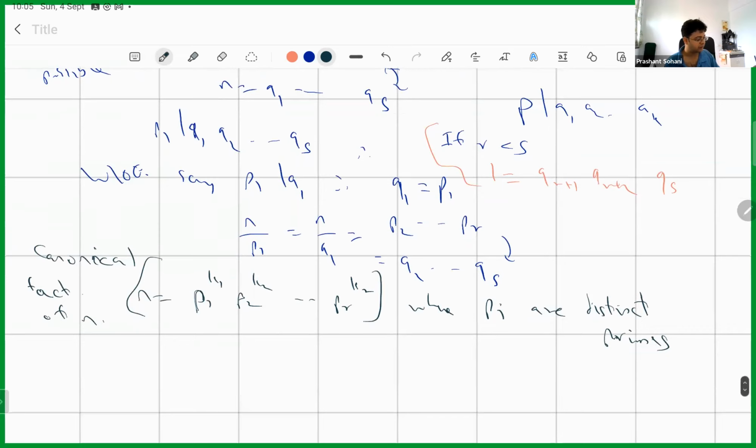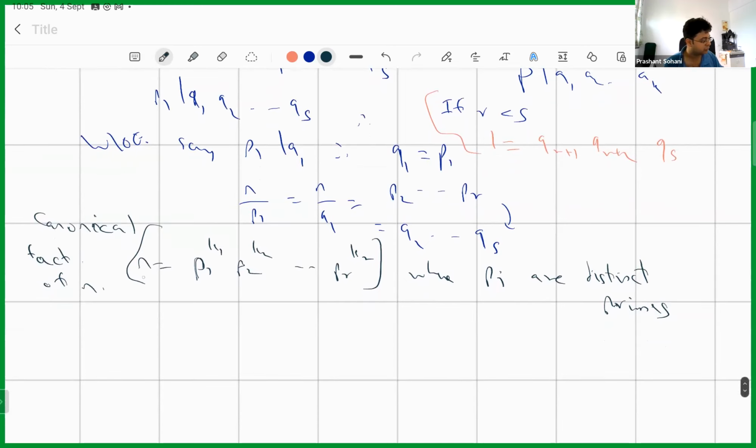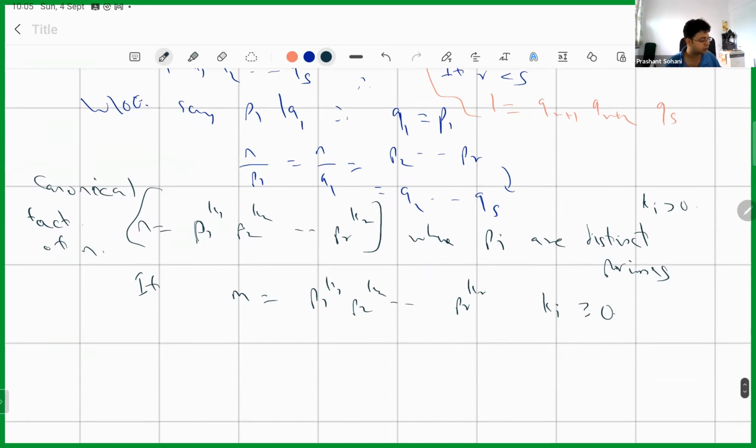At this point, this also allows us to come up with an alternate definition of GCD. If you have two numbers, let's say you have number m, which is P1 raised to K1, P2 raised to K2, up to PR raised to KR, where Ki is greater than or equal to 0. Importantly, I allow the Ki to be 0 also. In the canonical factorization, we actually say Ki has to be positive, because we can always multiply a number with something raised to 0 without changing the value. But here specifically, I am allowing Ki greater than or equal to 0, because it could be that the two numbers don't have the same set of prime divisors, right?